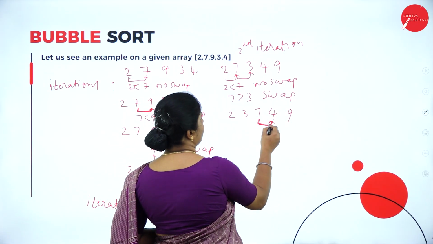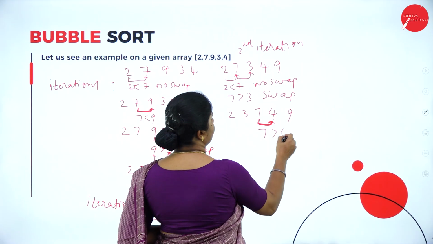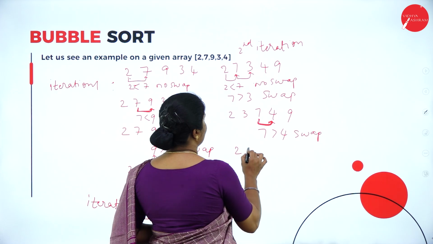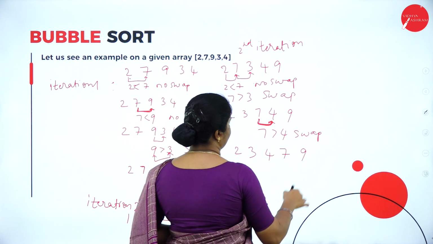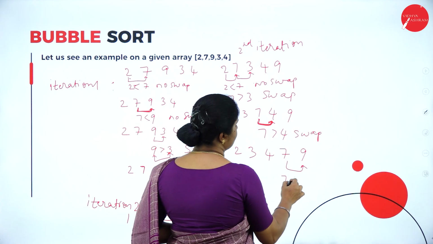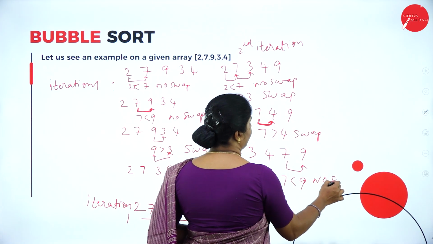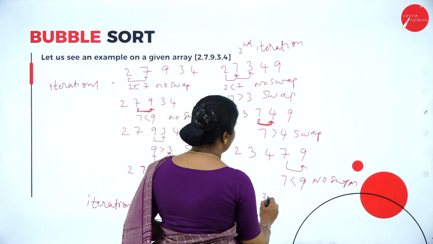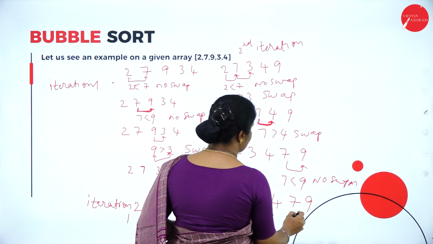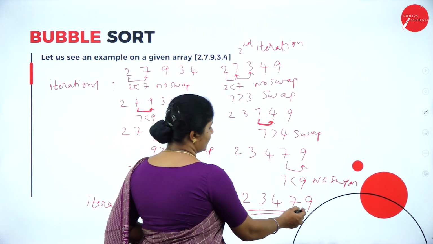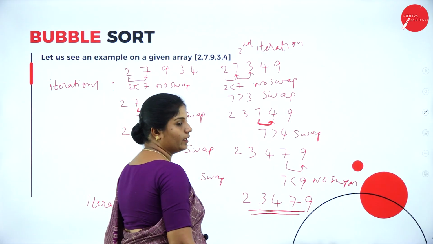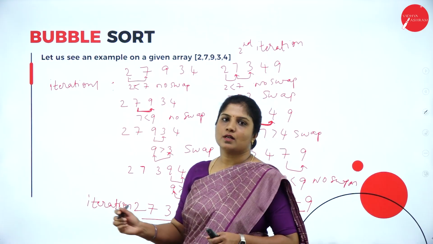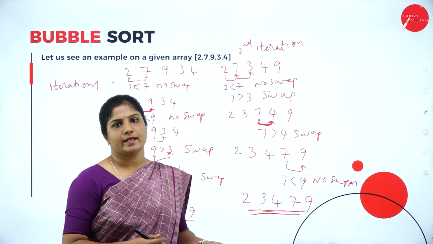Next compare 7 and 4. Yes, 7 is greater than 4. Now do swap: 2, 3, 4, 7, 9. Next I have 7 and 9. 7 is lesser than 9, so no swapping. Hence, the output of iteration 2 will be 2, 3, 4, 7, 9. So, this is sorted. Here, the elements are sorted using the bubble sort. This is how the bubble sort works to sort the elements in increasing order.